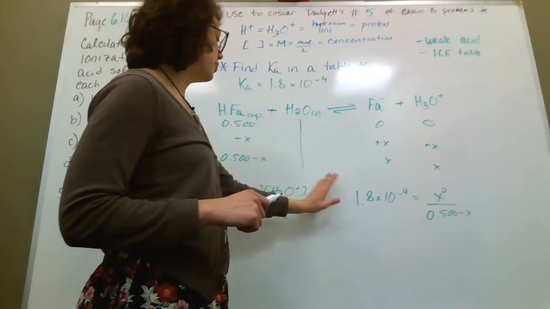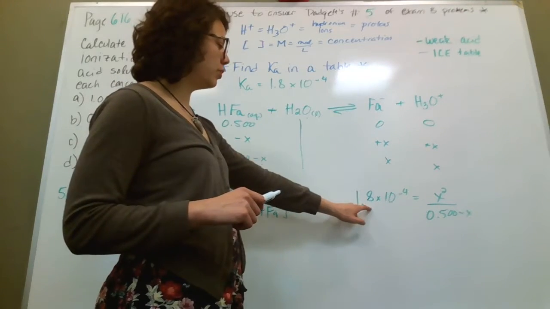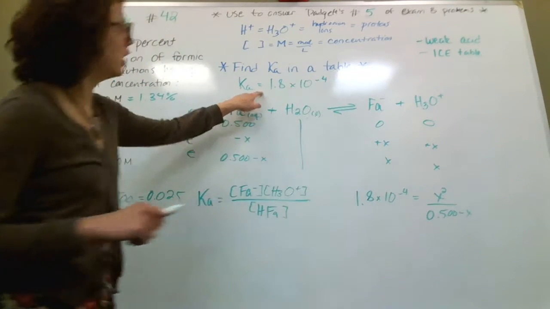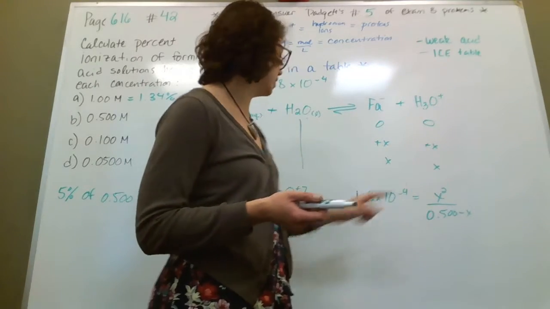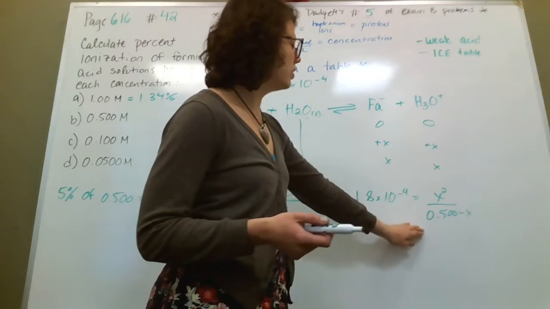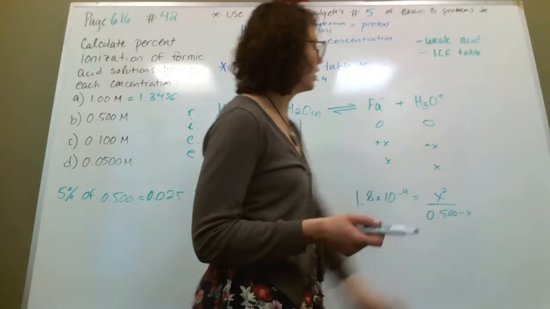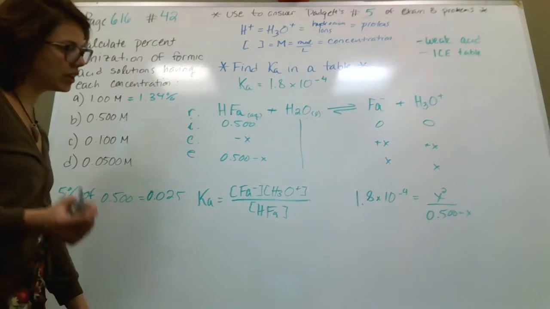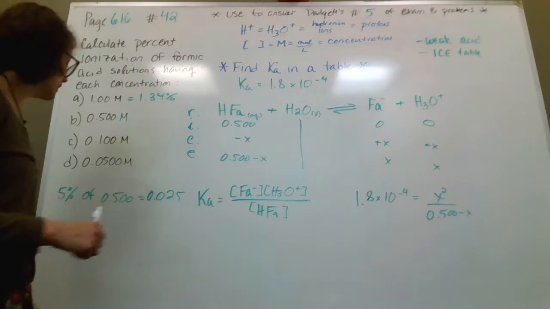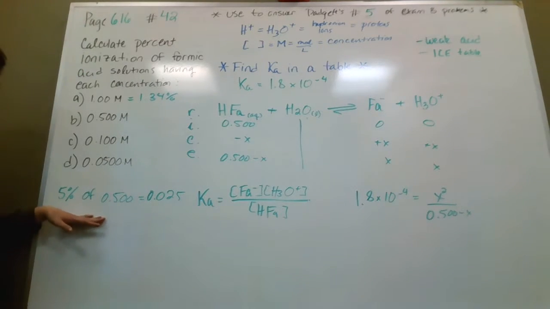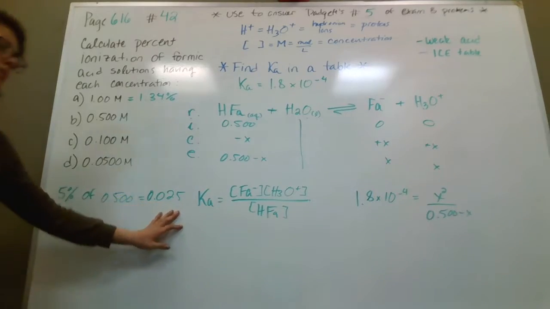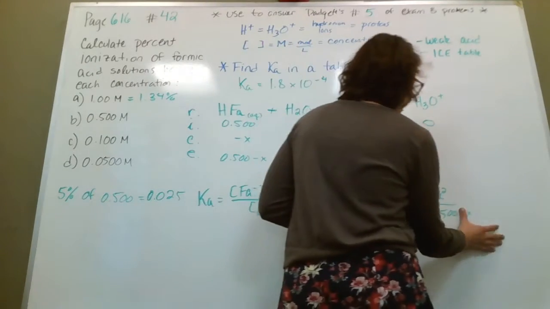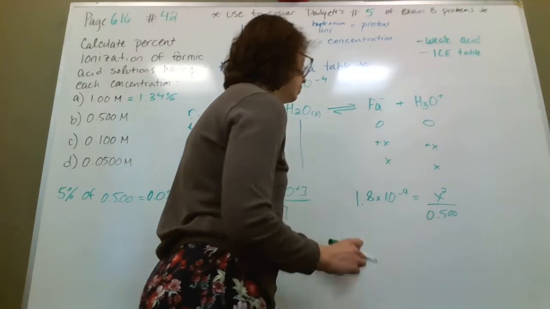So to plug in all the numbers, we have 1.8 times 10 to the negative 4. Remember, that's our Ka that we found in the table in our book. Equals x squared, that's x times x, divided by 0.500 minus x. I want to evade the quadratic equation, so we can do that as long as our x turns out to be less than 5% of 0.5. So it has to be less than 0.025.